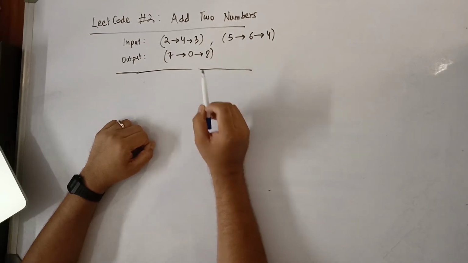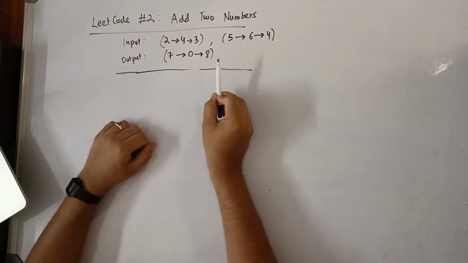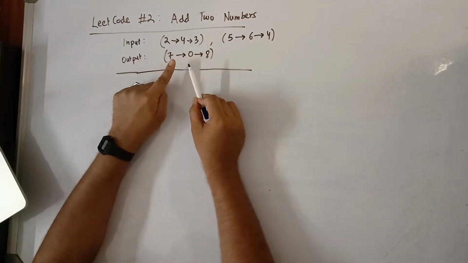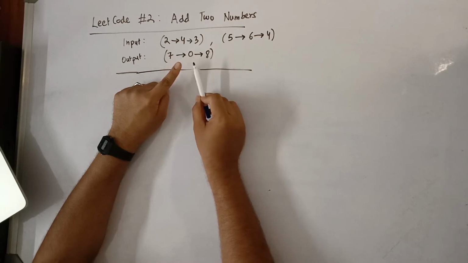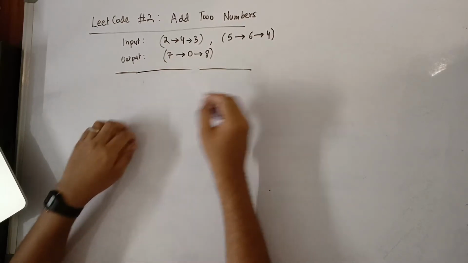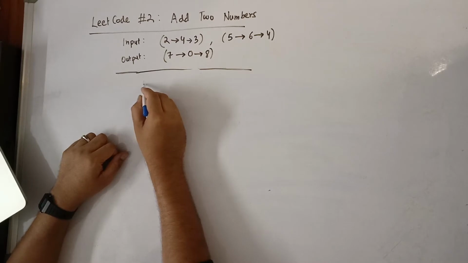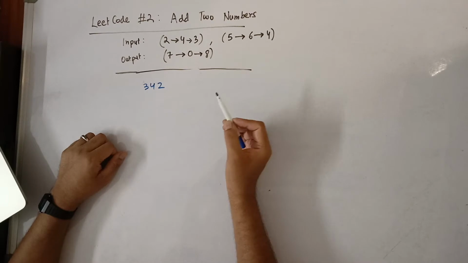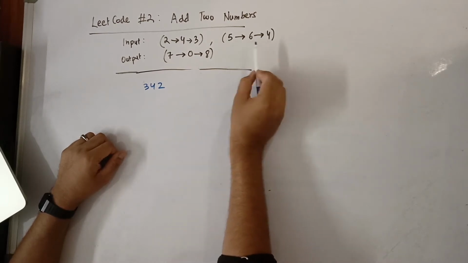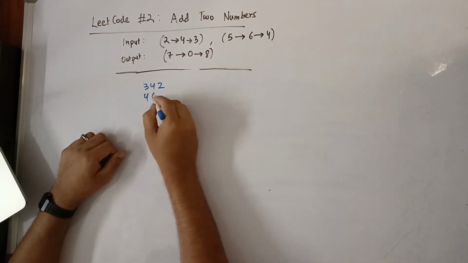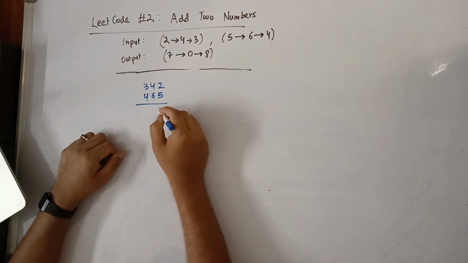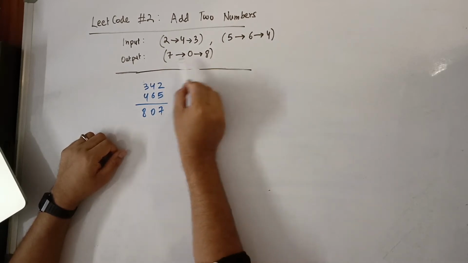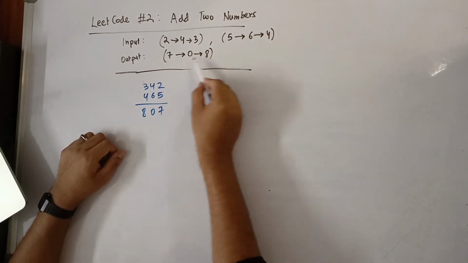Okay, so now the one important thing to notice is that 2 is the least significant digit of the first number, 4 is the second significant digit, and 3 is the most significant digit. So this linked list actually denotes the number 342, because 3 is the most significant and 2 is the least significant. Similarly, this linked list 5, 6, 4 actually denotes 465, right? And when you sum them up, you get 807, which as a linked list is 7, 0, 8, where 7 is the least significant.